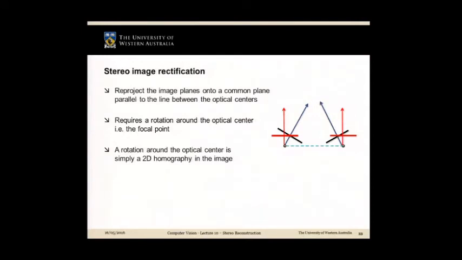So let's say these are two regional images. You capture a scene, and then you align these two planes parallel to this optical center, and that of course requires a rotation around the optical center. You already know that because this is extrinsic. How much you have rotated, you already know the angle then, right? If you rotate this plane by some angle, you already know that angle, right? Because it's extrinsic. Now, a rotation around the optical center is simply a 2D homography in the image, and using that homography information, you can compute the image rectification, right? It's just a simple rotation along the optical center.